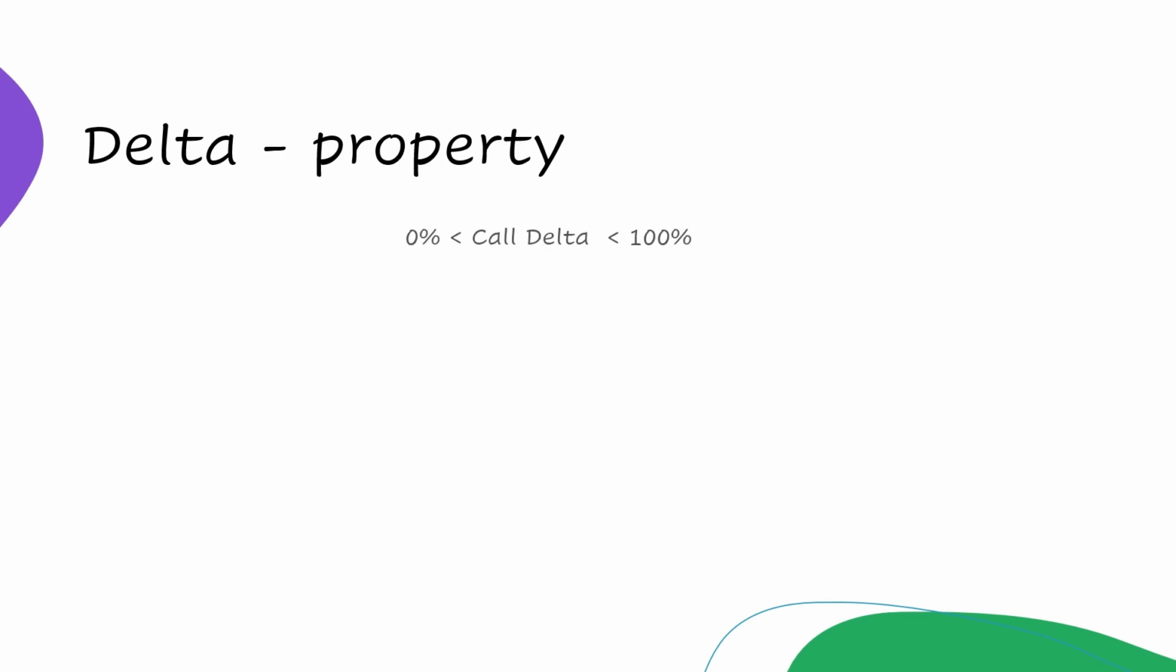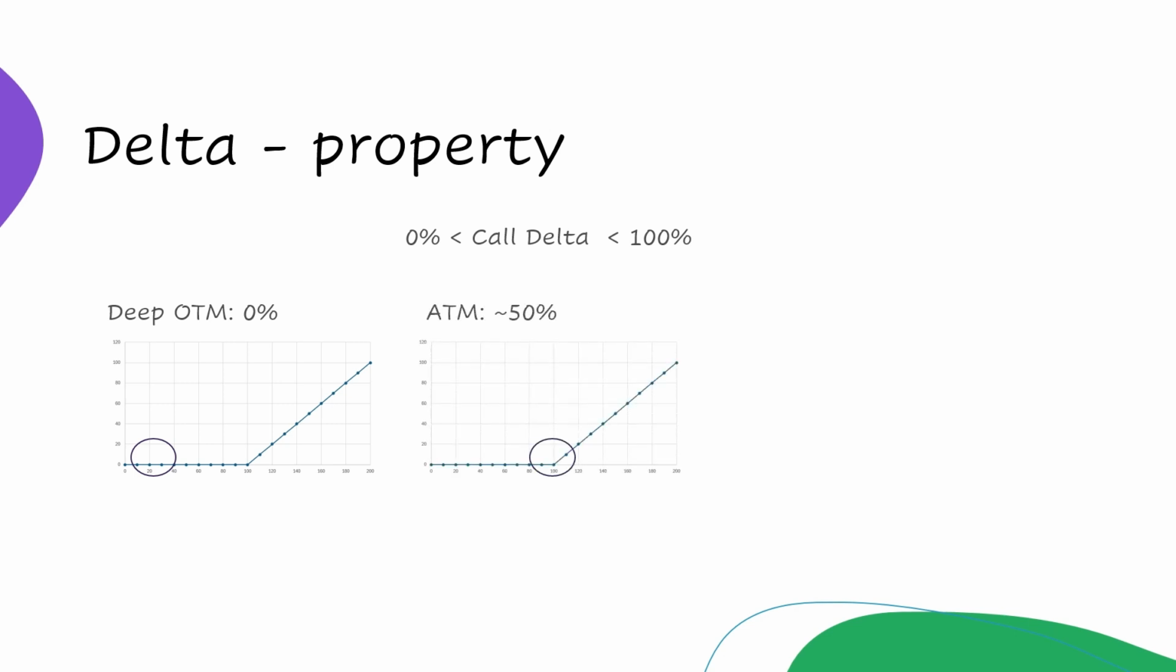For call option, delta is always positive and lies between 0 and 100%. This is because call option always increases when underlying spot goes up. For deep out of the money call, delta is very close to 0 as underlying change won't have impact on option value anymore. For at the money call, delta is around 50%. We can imagine the payoff is composed of 50% of underlying.